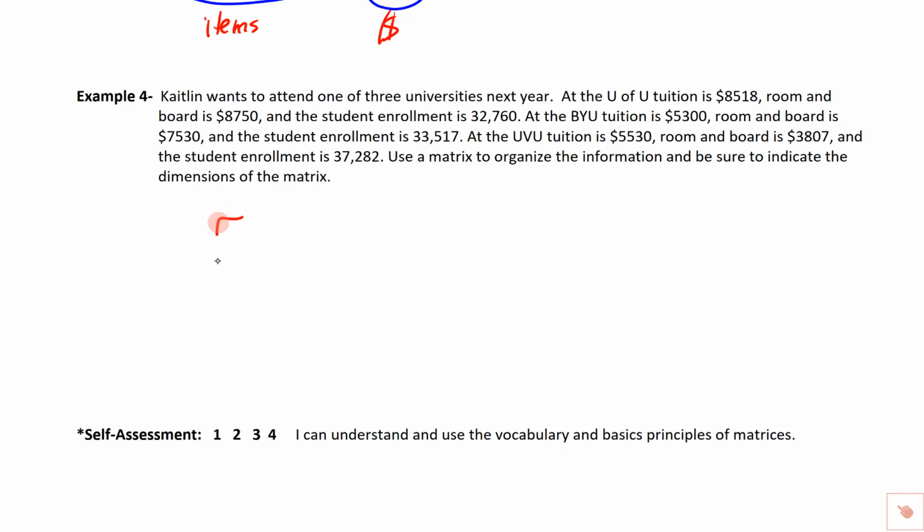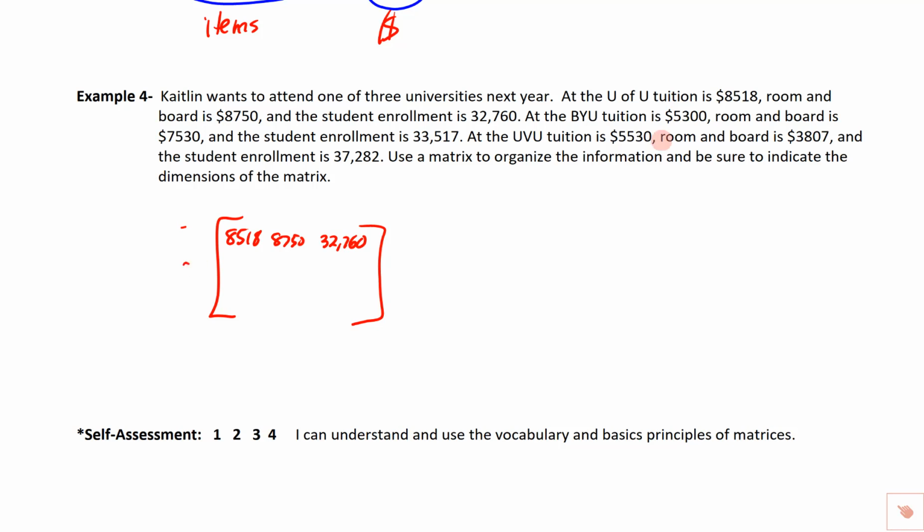So this is what I'm going to do. I'm going to set up a matrix. She's got 3 different universities, so I'm going to use a different row for each one. The U of U is going to be $85.18 for the tuition. Room and board is $87.50, and then I need to move this out because that's not quite big enough. So $32,760 for the enrollment. This represents the U of U.